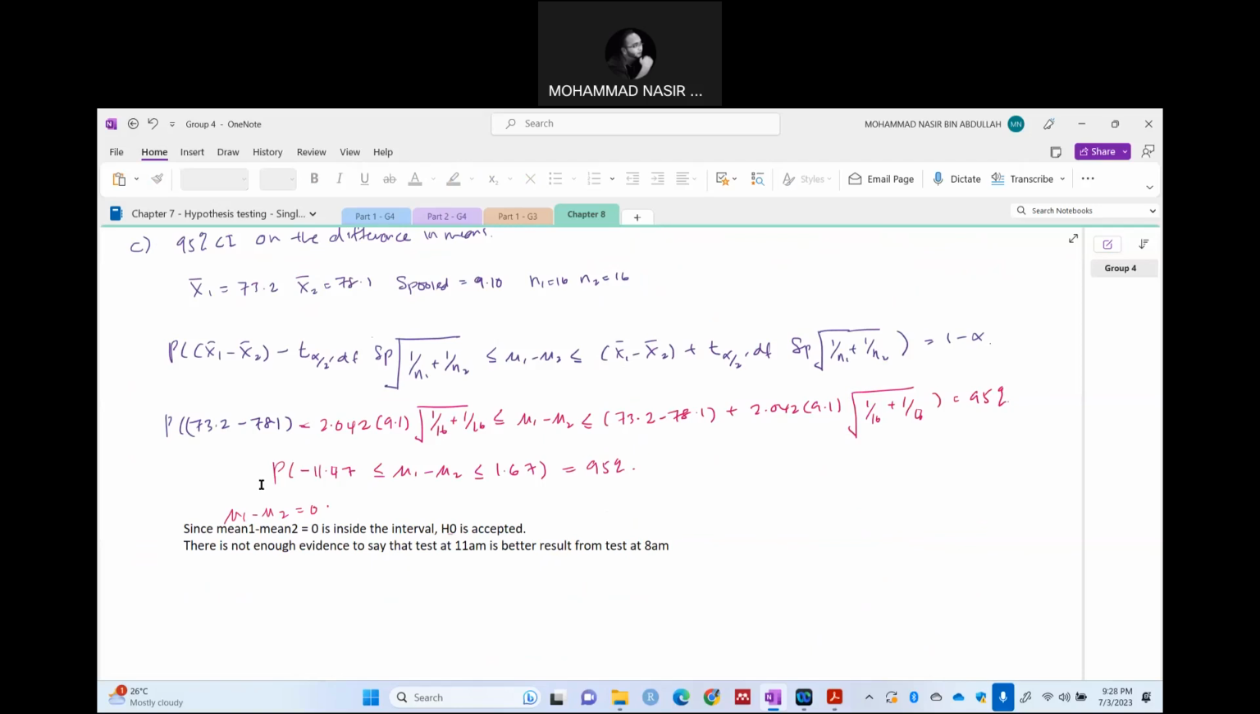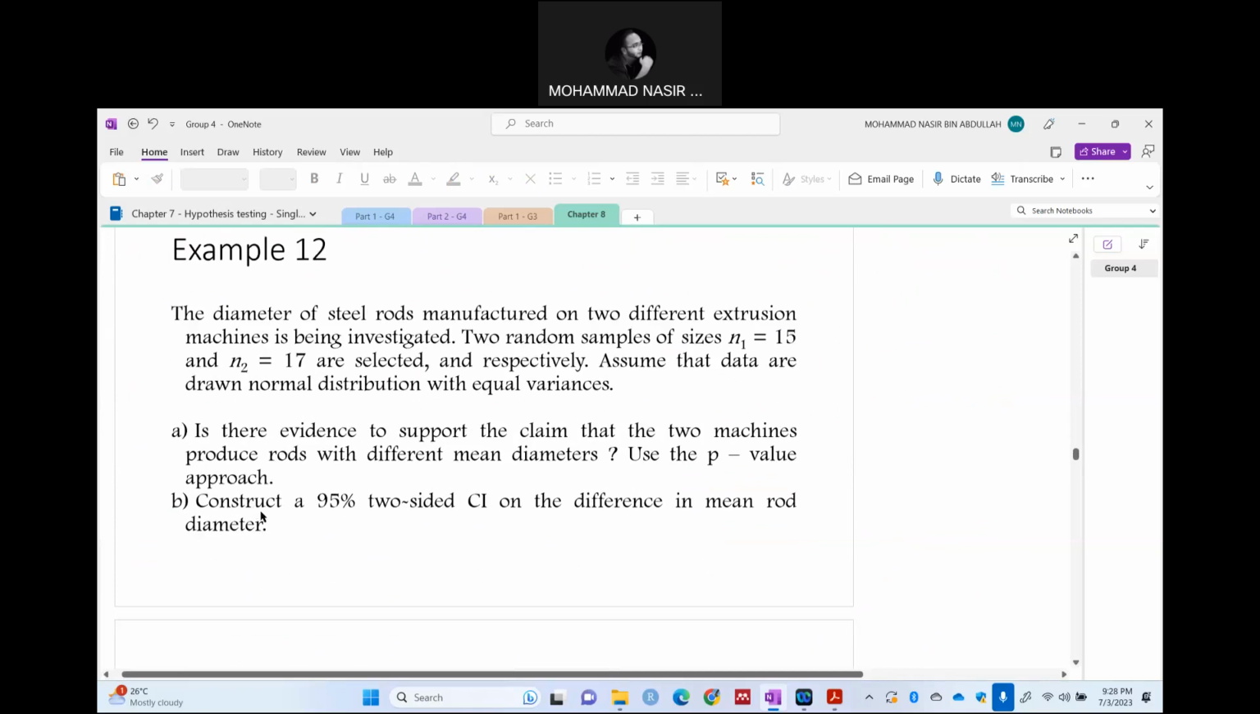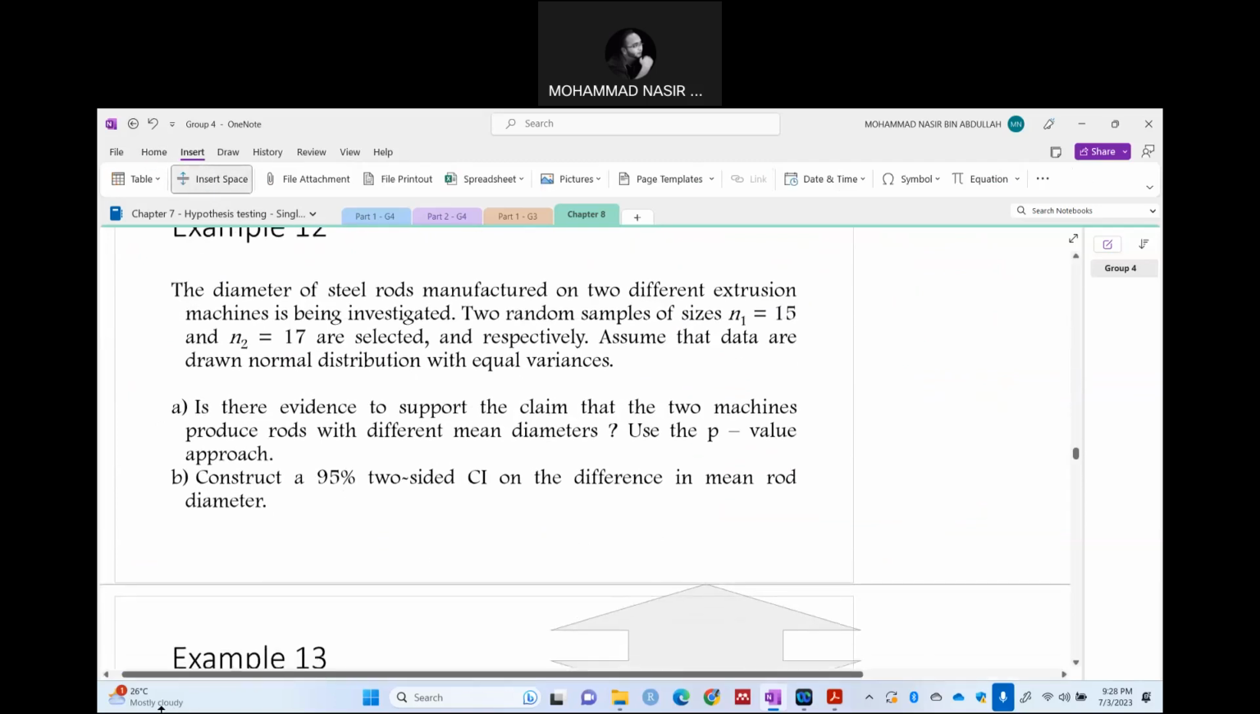You want to see another example? Or the one? Look at another example. This is a different hypothesis test from the previous one, but it's the same concept, right?